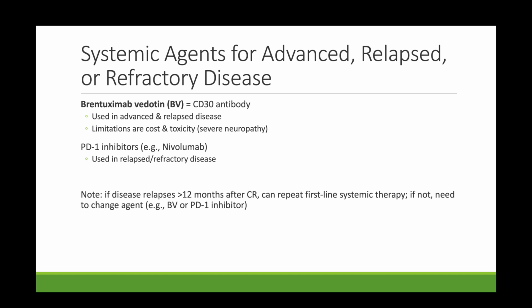One thing to keep in mind is that if disease relapses over 1 year after patients have had a complete response, then it's okay to consider repeating first-line systemic therapy. But if they have a relapse within less than 12 months, or if they're not responding to upfront chemotherapy, then that tells you to change the agent. And so if they don't have an upfront response to ABVD or something like that, that's when brentuximab vedotin or a PD-1 inhibitor would be employed.